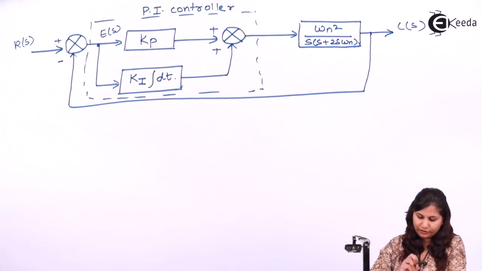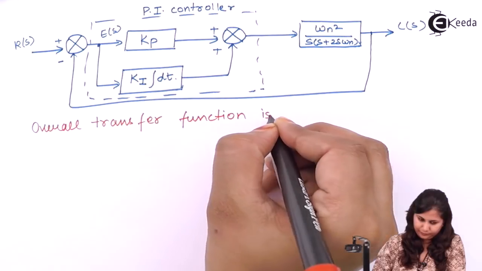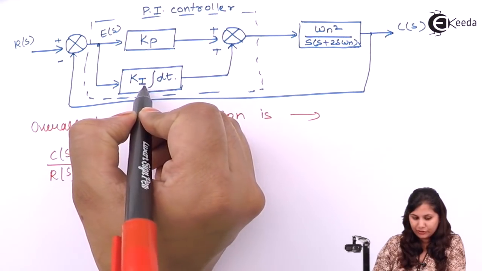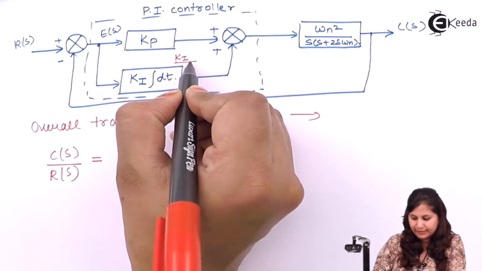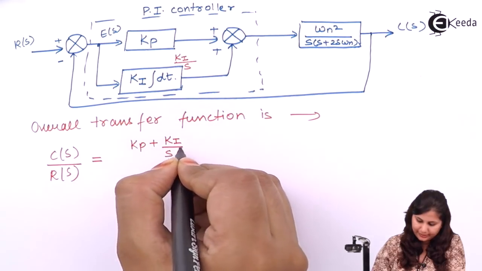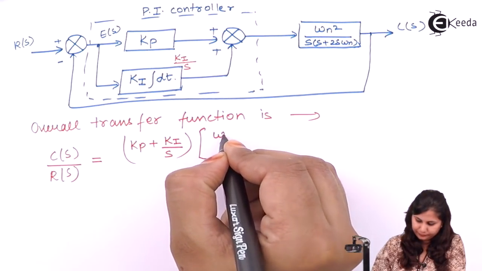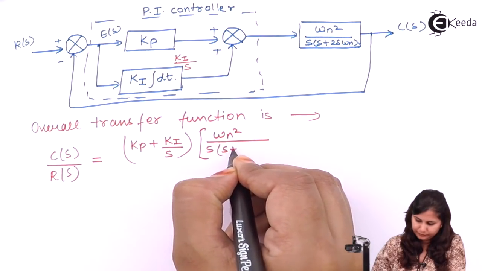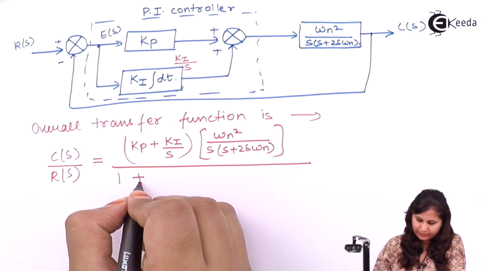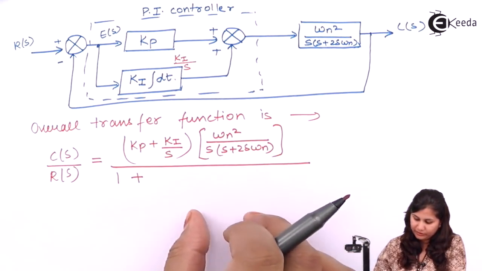So the overall transfer function will become, now when we apply the Laplace transform on this integration, it will become Ki upon s. So this is Kp plus Ki by s multiplied with this transfer function. Then we have 1 plus G(s)H(s), where H(s) is here 1 because it is a unity feedback system. So again we will write G(s) here.